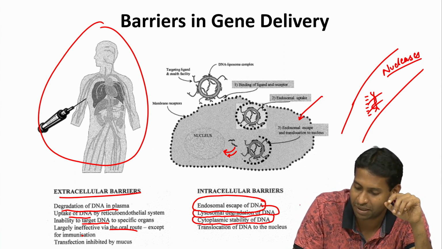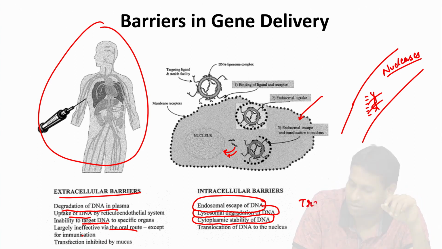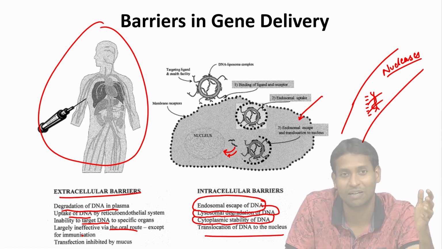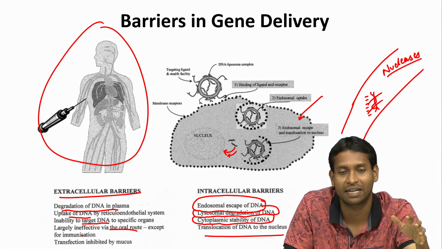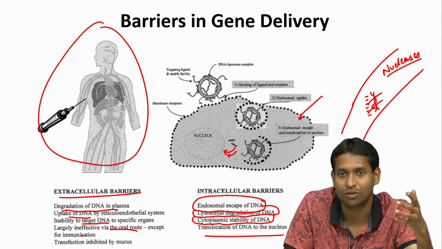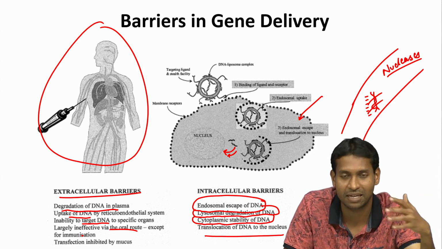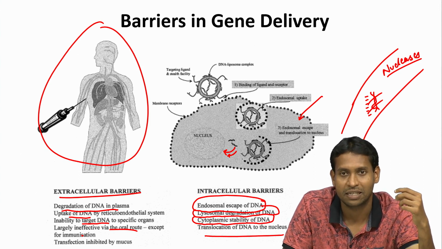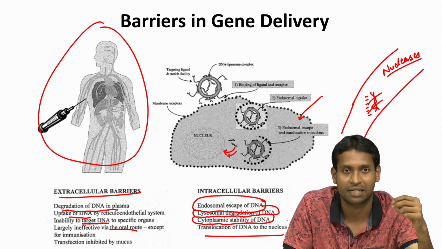So another barrier is translocation to the nucleus. I guess it is already written here. How does it go to the nucleus, and then finally, whether it goes to the right region in the nucleus where it can get expressed. There are so many barriers that this DNA will have to go through, and this is a good point where we will stop, and we will see how we can overcome these challenges in the next class. Thank you.